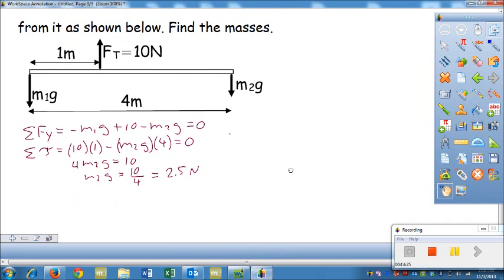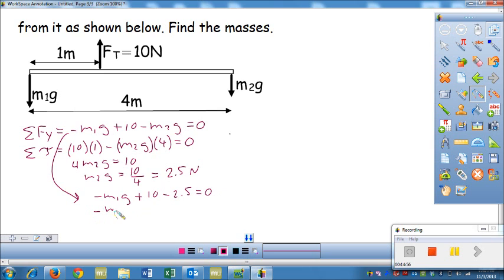What about M1? Well, don't forget we have this other equation right here. We can bring this one down, and we can say negative M1G plus 10 minus M2G, which is 2.5, equals 0. So negative M1G plus 7.5 equals 0. So M1G equals 7.5 newtons.